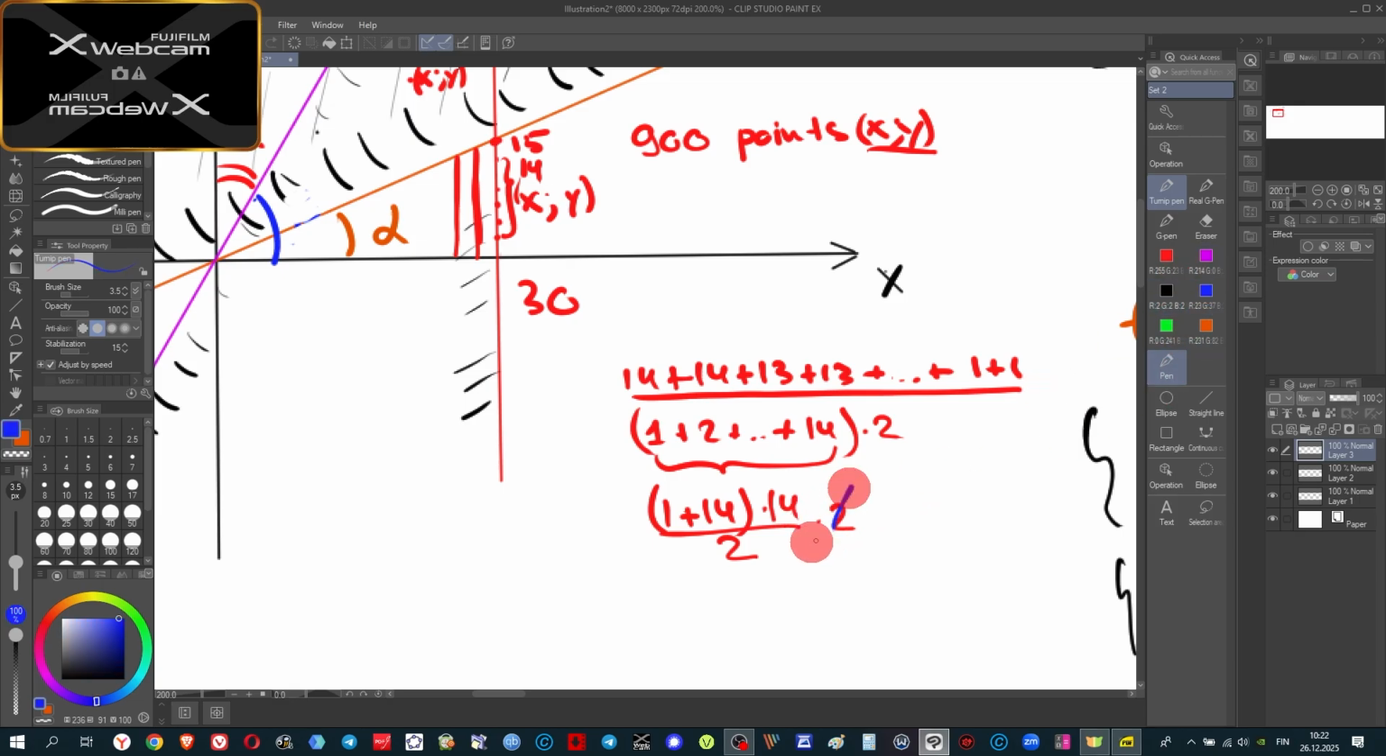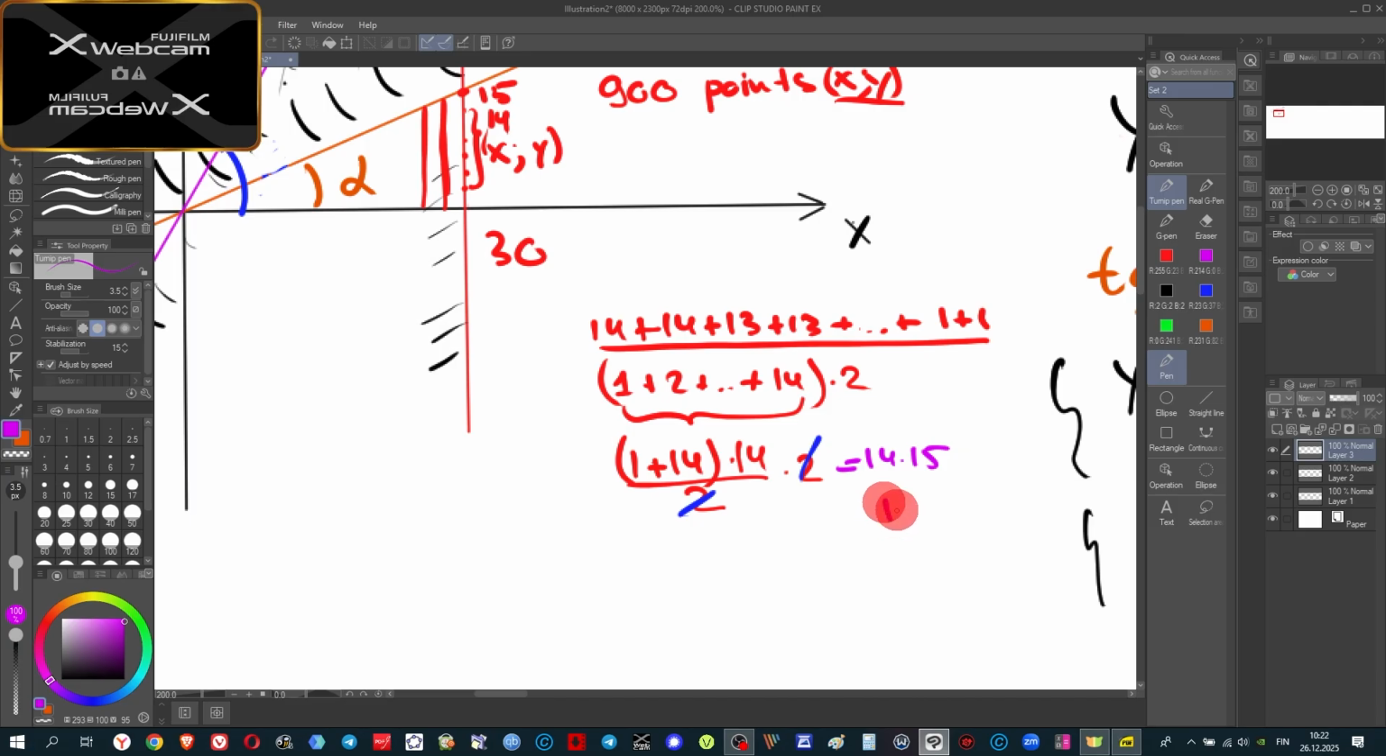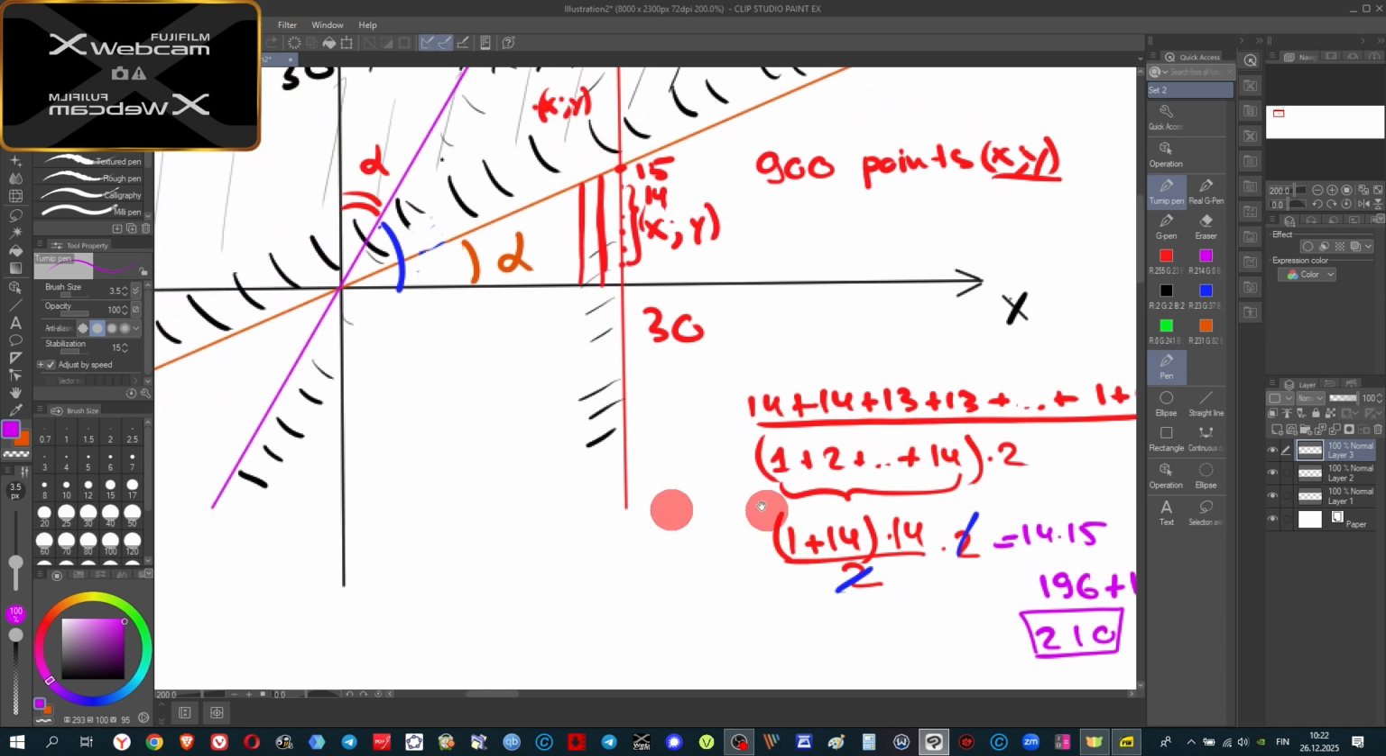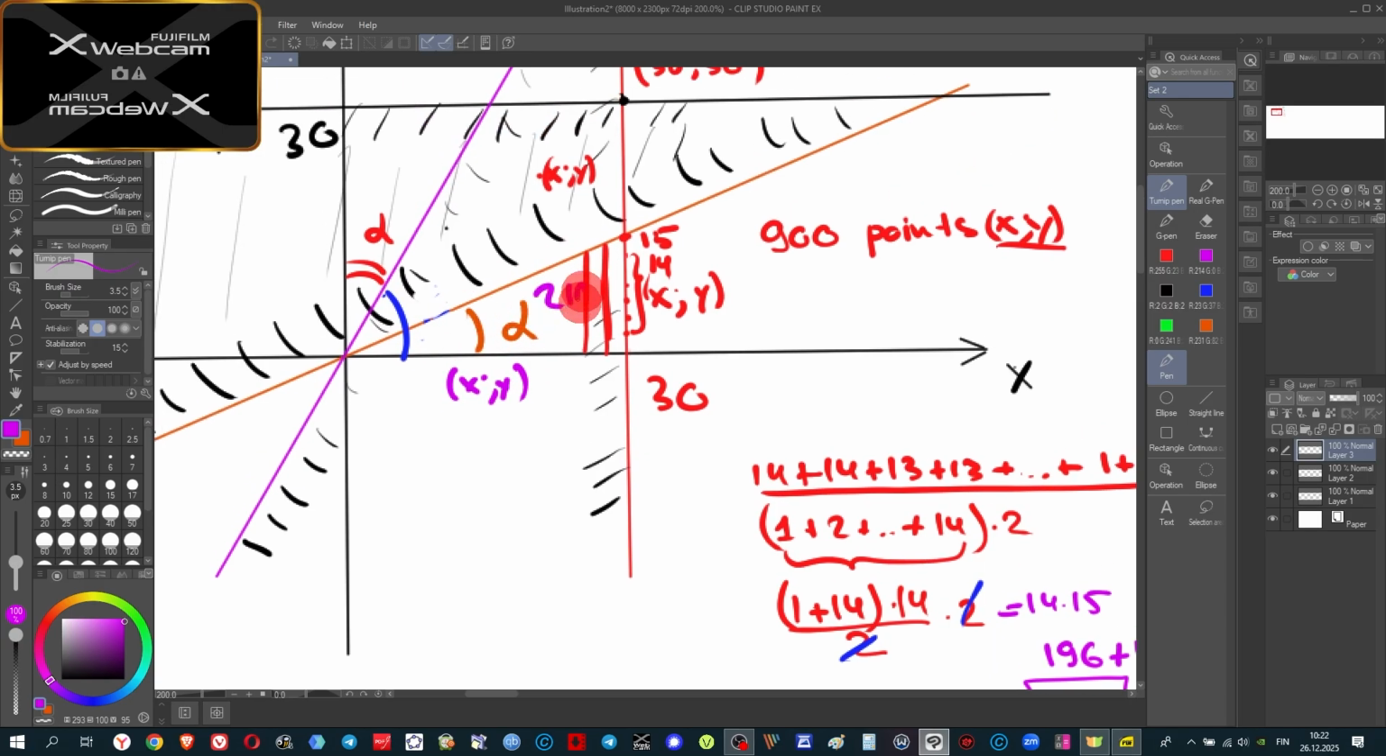So therefore 2 cancels out, and this value is 14 times 15. What is this one? 14 times 15. 14 times 14 is 196, plus 14, and the result will be 210. 210 is the number of points x, y with natural coordinates that are inside this triangle. So therefore 210 is here, therefore 210 is here.